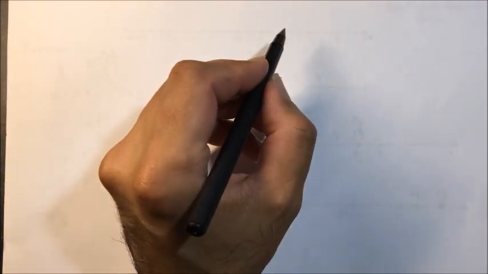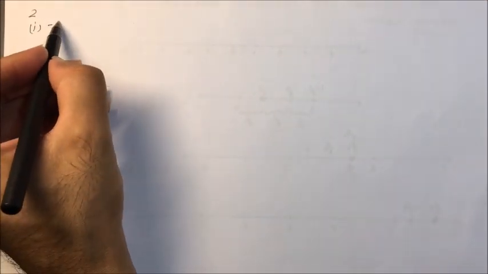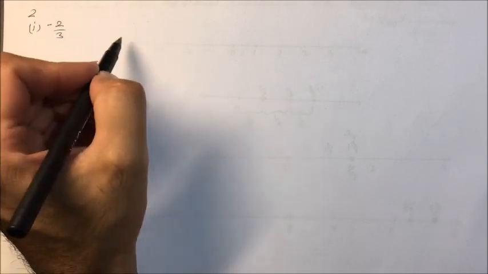Till now we have discussed representation of positive rational numbers. Now we will be discussing representation of negative rational numbers. So second question, first part, it is minus 2 by 3. We have to represent minus 2 by 3 on the number line.